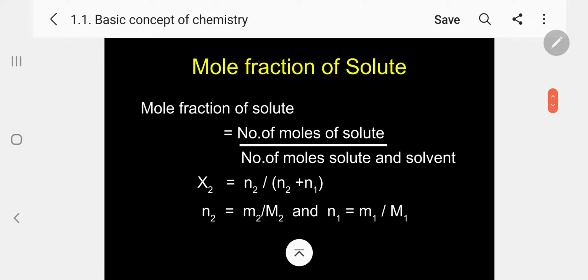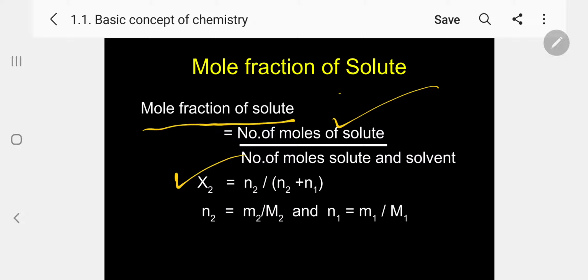The first one, mole fraction of solute, that is x2, is equal to the number of moles of solute divided by the total number of moles of solute and solvent. So mathematically, x2 equals n2 divided by n2 plus n1. n2 is the number of moles of solute, n1 the number of moles of solvent. Conventionally, 1 is always given for solvent, 2 is always for solute. But we know n is mole.